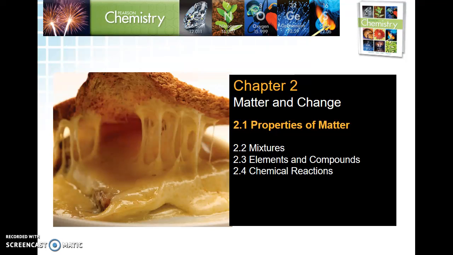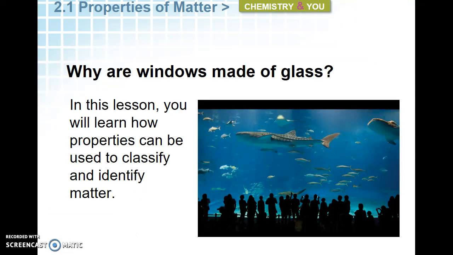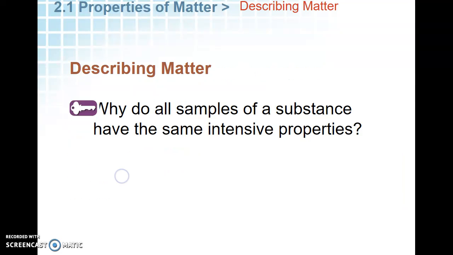Okay, so the first part of chemistry I'll look at is properties of matter. Just in case you've done the reading, you'll see what we're talking about. So the first question is, why are windows made of glass? And we'll learn how we can classify matter based on this idea.